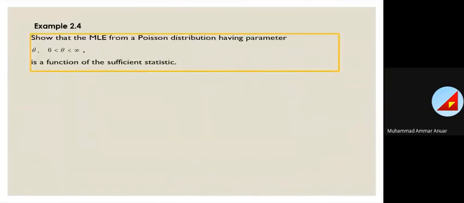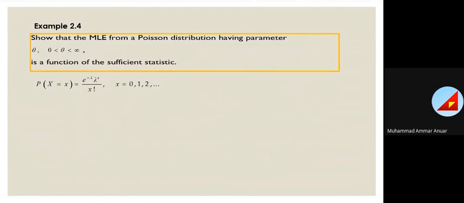Example 2.4, which is in your notes. This one is the Poisson distribution. We want to show that the MLE for the Poisson distribution is a function of the sufficient statistic. This is your probability mass function: e to the power negative lambda, lambda to the power x, divided by x factorial.